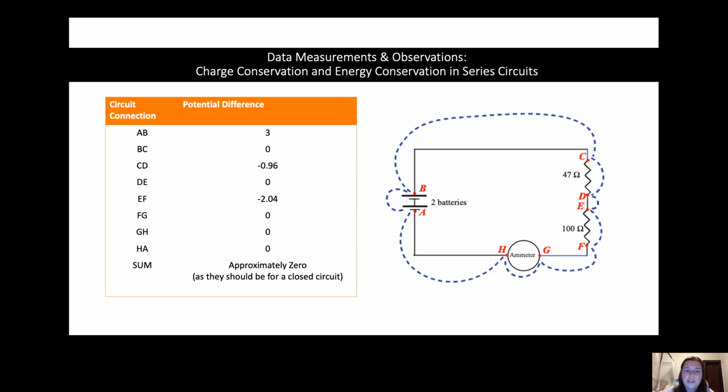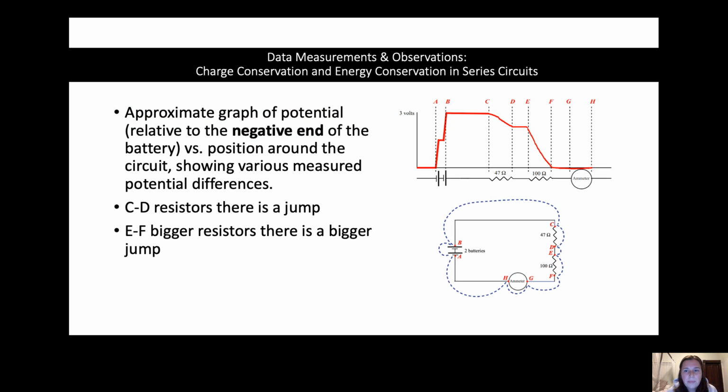Here you can see the main circuit that we created. Between A and B, the battery, there's a potential difference of 3, and there's also a change at the 2 resistors, CD and EF. The CD resistor is smaller than the EF resistor, so you do see a smaller change in potential difference. Ultimately, due to the loop rule, these will all sum to approximately 0, as it is a closed circuit.